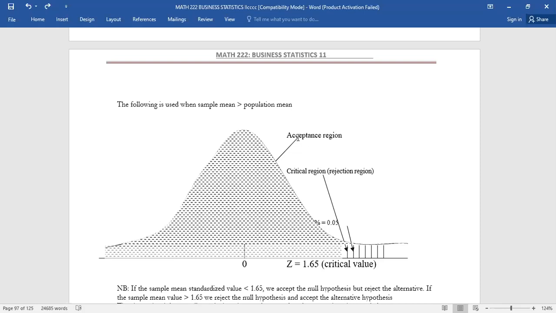Then scenario 4 will be accepting the false hypothesis. When we accept the false hypothesis, it will also be an incorrect decision. And this is what we call the type 2 error.